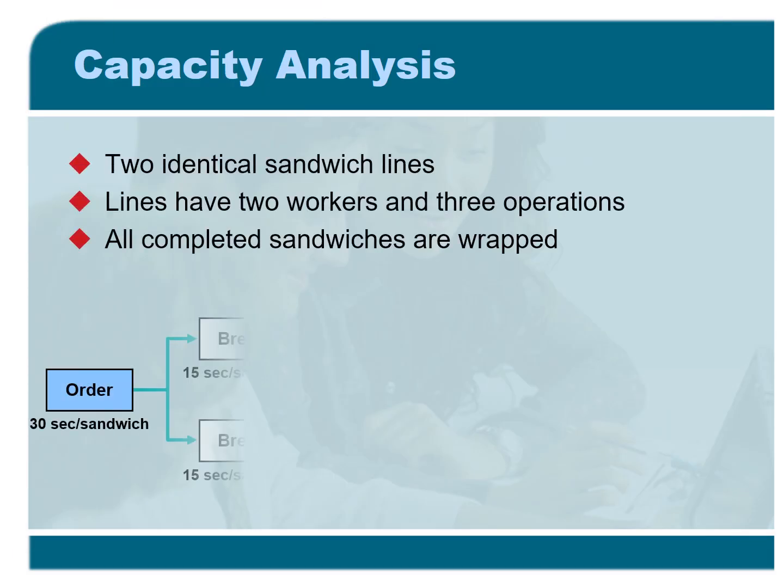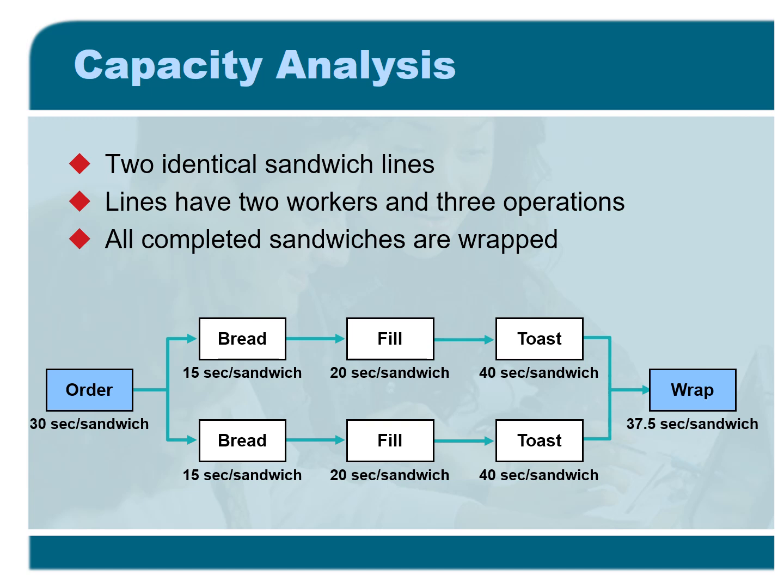So let's look at this one. You have two identical sandwich lines. Lines have 2 workers and 3 operations. All completed sandwiches are wrapped. So you can see the order takes 30 seconds. The bread takes 15 seconds. Filling the sandwich takes 20 seconds. Toasting it is 40 seconds. And wrapping is 37.5 seconds per sandwich.